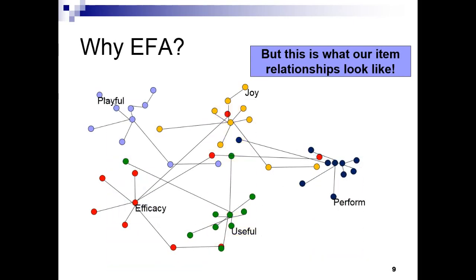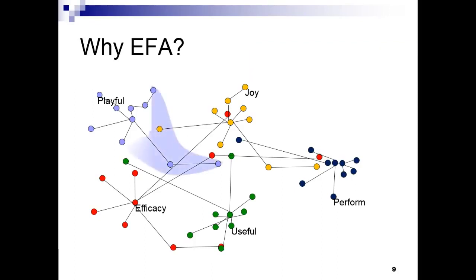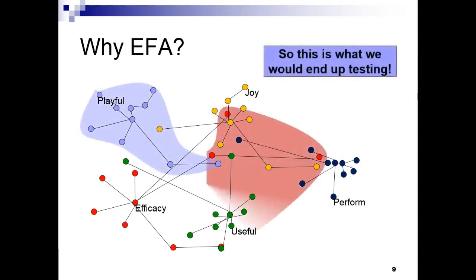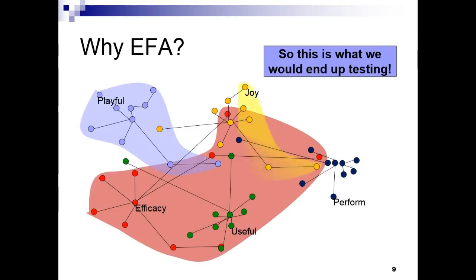Now, notice that this is not nearly as clean as the box and arrow model we envisioned. But in reality, this is what we are working with. Not all measured items capture their underlying construct effectively or consistently. For example, the blue circles represent the playfulness items. Notice how some of them are tightly correlated or close together, while a couple of them are off in right field and are more correlated with items from other constructs.